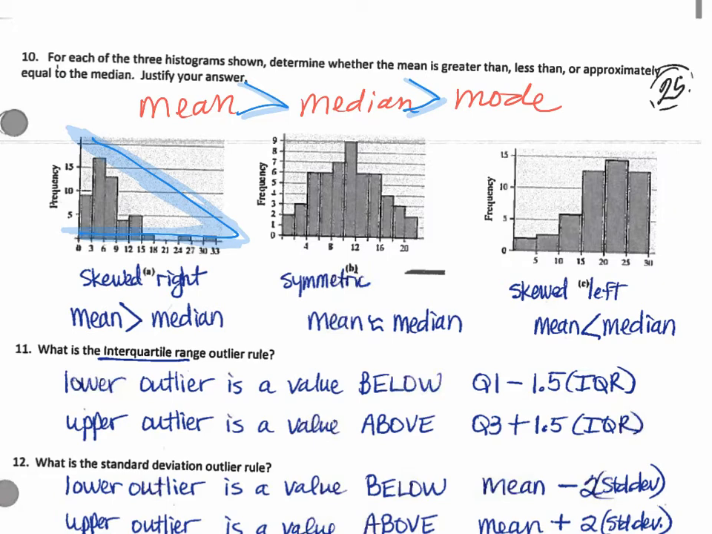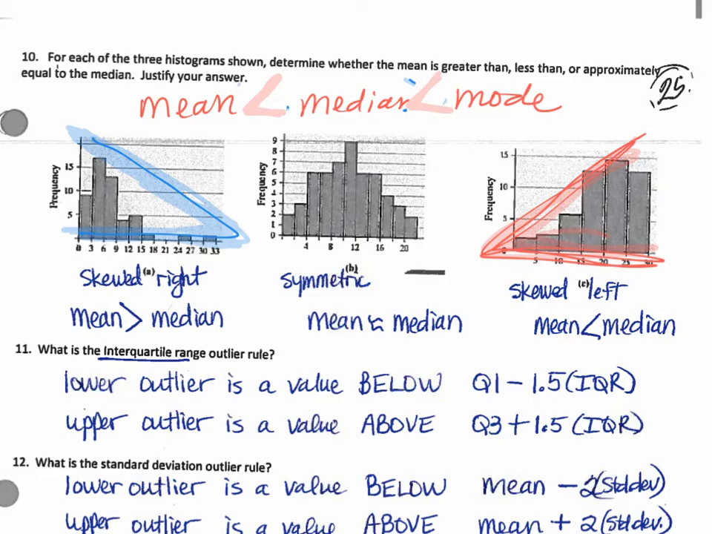Questions on that? Okay, then if you do it the other way, let's say we go this way to the left, then that would make our little inequalities go the other direction, to the left. If it goes to the left, our inequalities go to the left, and the mean is less than the median. If it's symmetrical, they're about the same value.